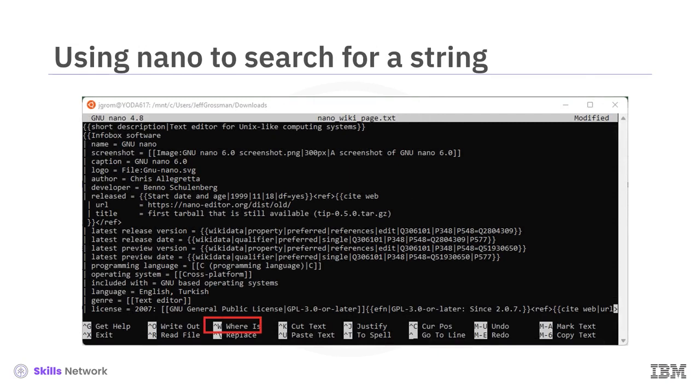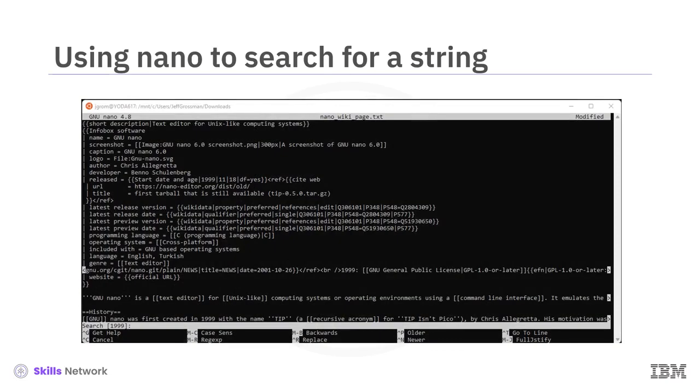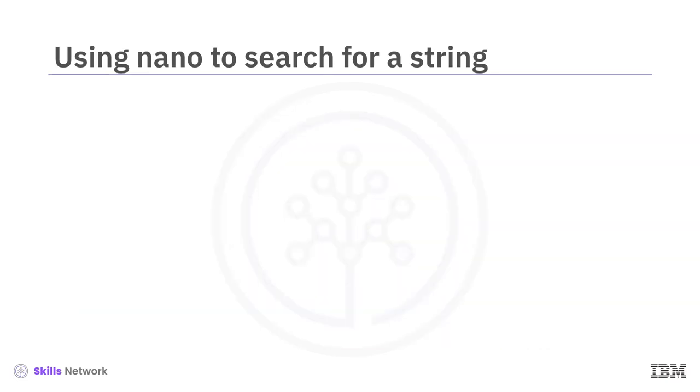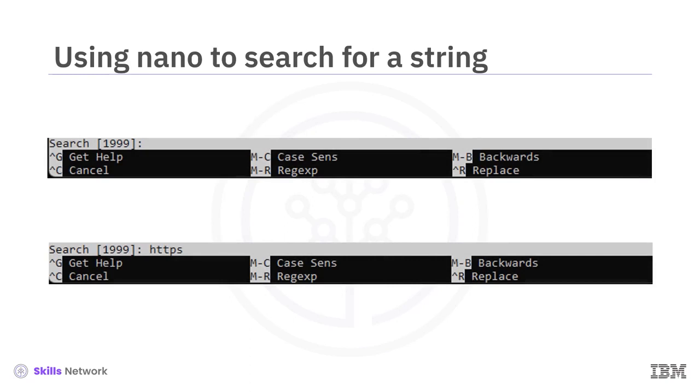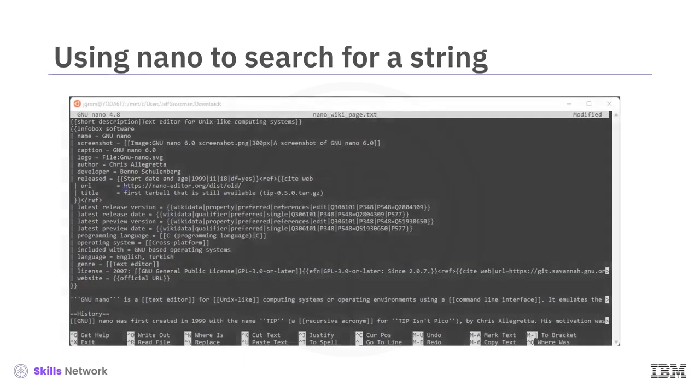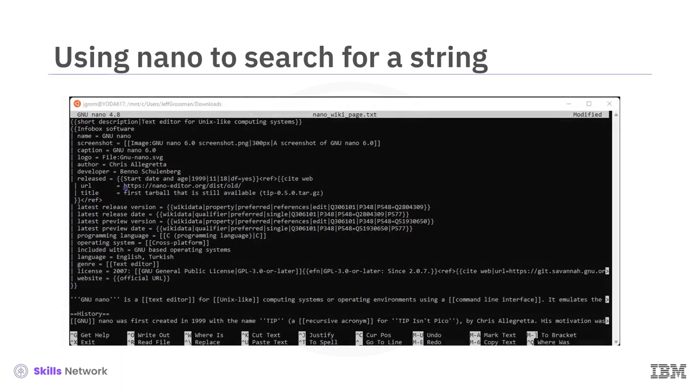To search for a text string, you can press Ctrl-W to use the Where Is option. This opens a new pane at the bottom of the app window. And here's a closer view of that new pane. Within the square brackets, you can see the most recently searched string, which here is 1999. Type the string you want to find, for example, HTTPS, and press Enter. The cursor moves to the first instance of the search string it finds after the current position of the cursor here. Nano supports many other editing features, which you will explore in one of the labs for this course.